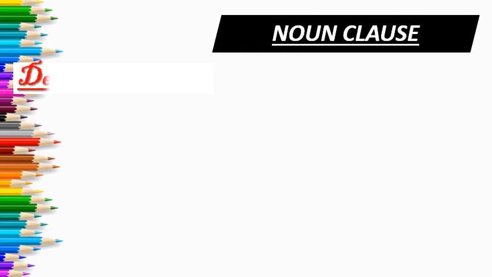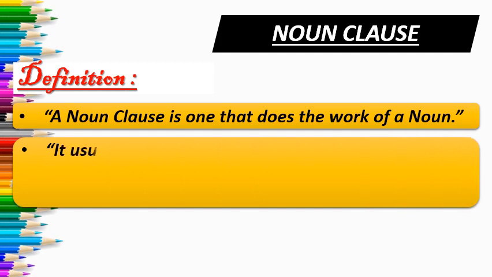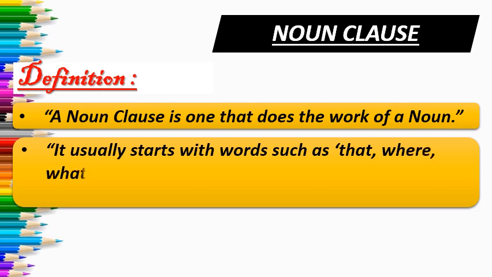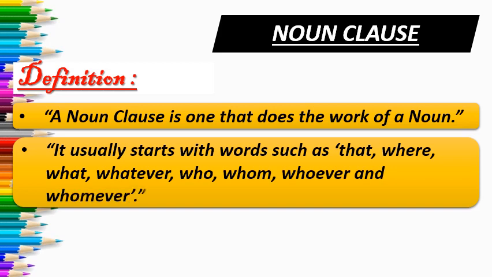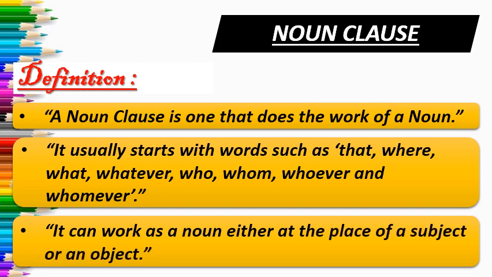Let us see the first kind, noun clause. What is a noun clause? A noun clause is one that does the work of a noun. It usually starts with words such as that, where, what, whatever, who, whom, whoever and whomever. It can work as a noun either in the place of a subject or an object. Means a subordinate clause which acts as a noun in a sentence is called a noun clause.